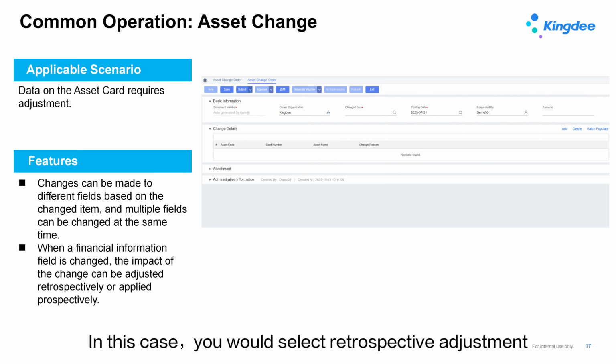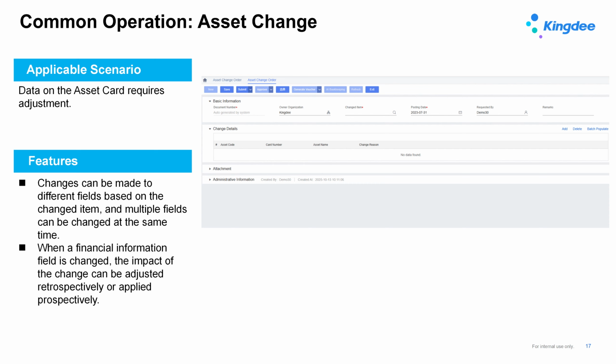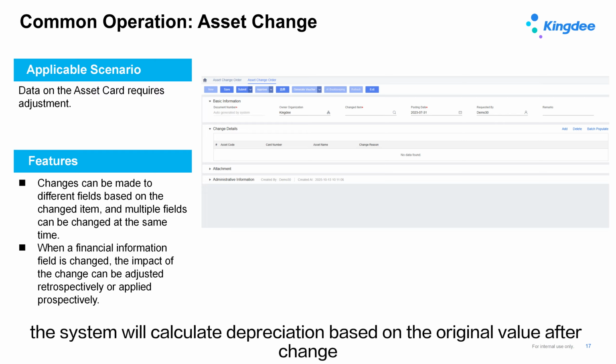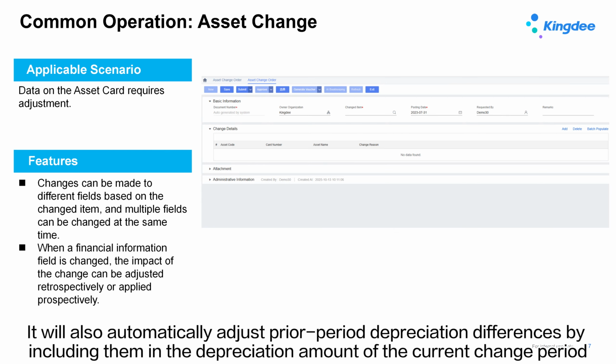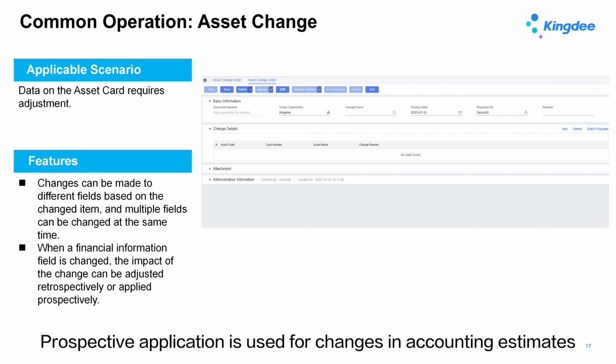In this case, you would select Retrospective Adjustment. After the change document is approved, the system will calculate depreciation based on the original value after change. It will also automatically adjust prior period depreciation differences by including them in the depreciation amount of the current change period. Prospective application is used for changes in accounting estimates.